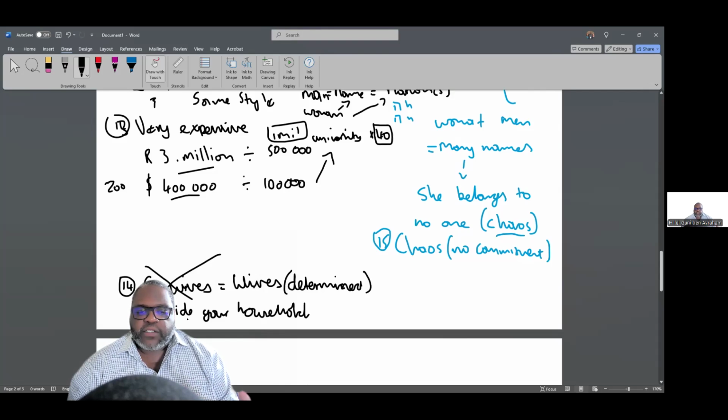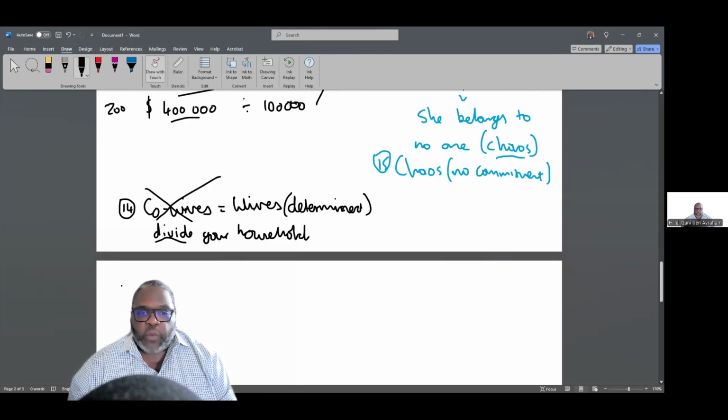And please divide your households. What does this mean? It means that you are going to have to rent two or three more houses for each wife to live with her children. And you are going to move around those houses so that your relationship with each wife is personalized, and the attention and love you give to each wife is also personalized.